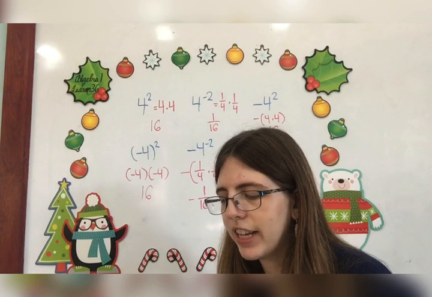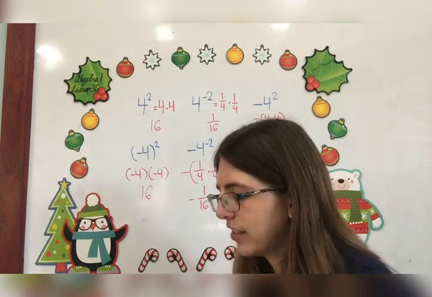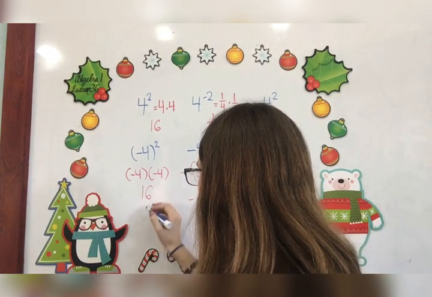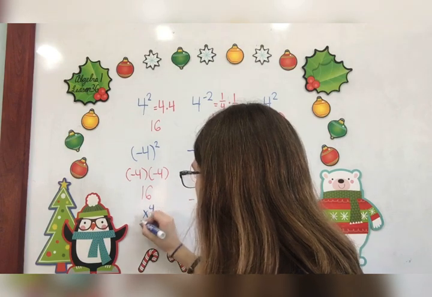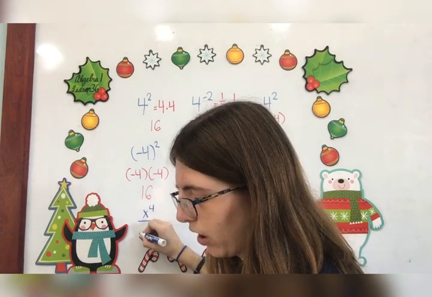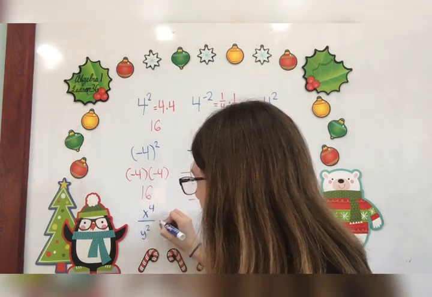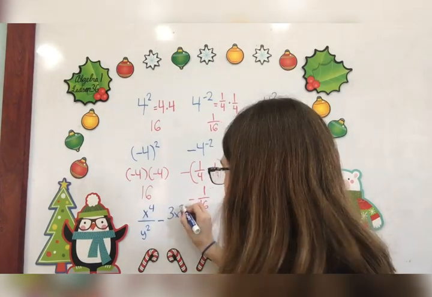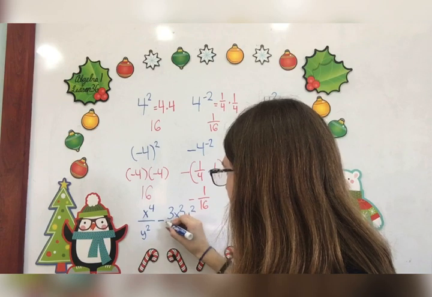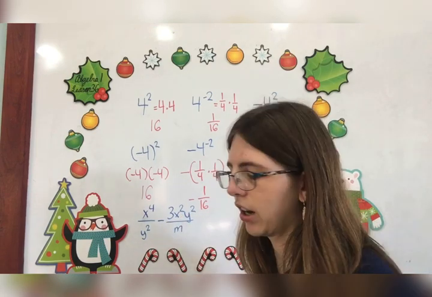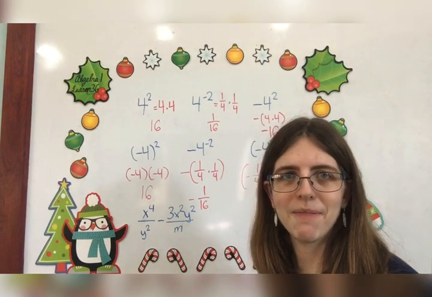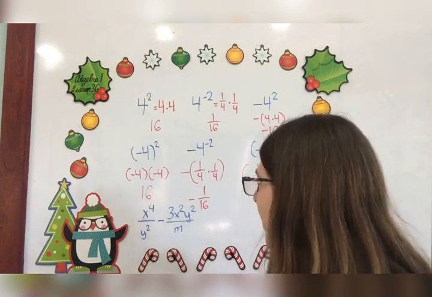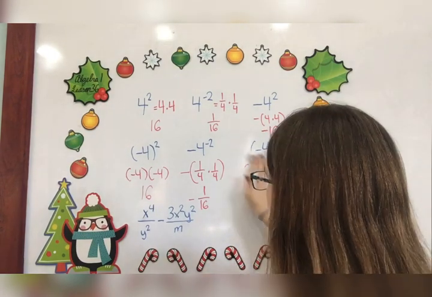So your final answer should have been x to the 4th power, go ahead and write that here, x to the 4th power over y squared minus 3x squared y squared over m. Okay? So that should have been your final answer after you simplified.